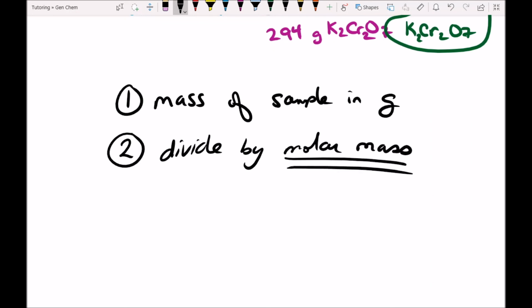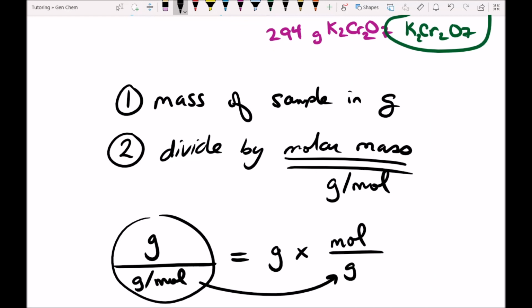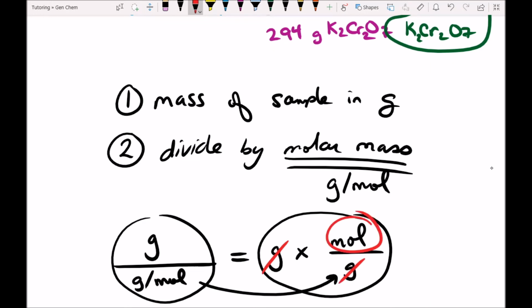And the molar mass is a fraction, grams per mole. So when we have grams and we divide it by grams per mole, that is exactly the same thing as having grams and multiplying it by the inverse of the denominator. So this we invert and multiply. Instead of dividing by grams per mole over here, we multiply by moles over grams, and guess what? Grams cancels out, and we're left with moles. So that's how you calculate moles from grams.